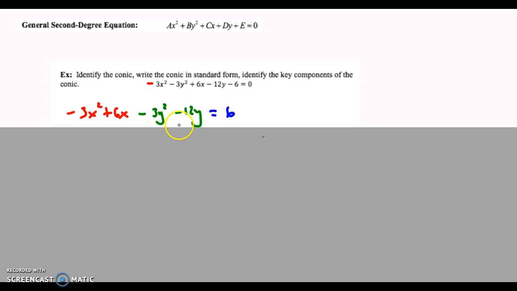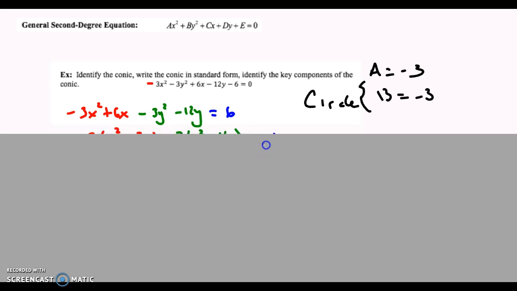You group the terms. So x's with x's, y's with y's. You move the non-xy terms to the other side. I also hope you were able to come up with it is a circle because the a value is negative 3. The b value is negative 3. Since the a and b values are the same sign, you have a circle.